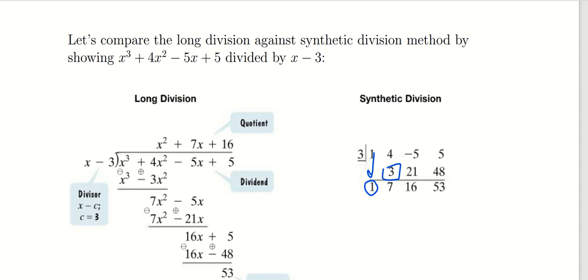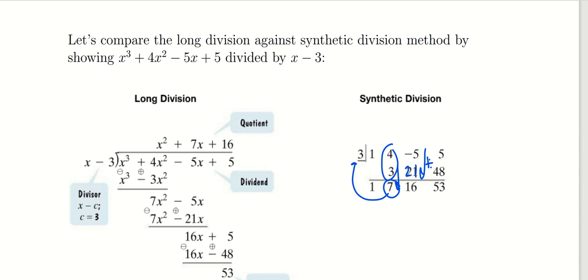Once we have a number there, we add to go down. 4 plus 3 will give us 7. And we then repeat this process. The number on the bottom row gets multiplied to the number in the block. 7 times 3 is 21. That then goes here, and then we add to go down.